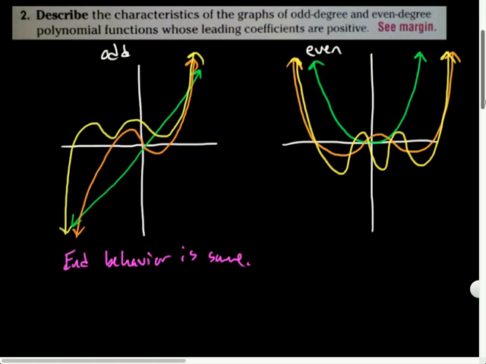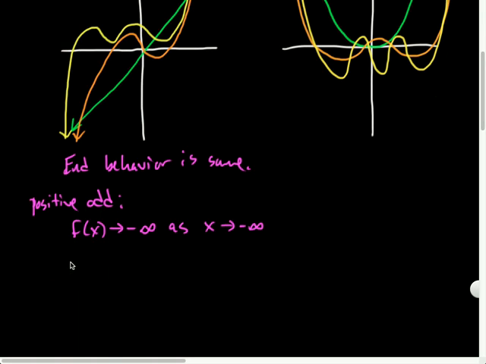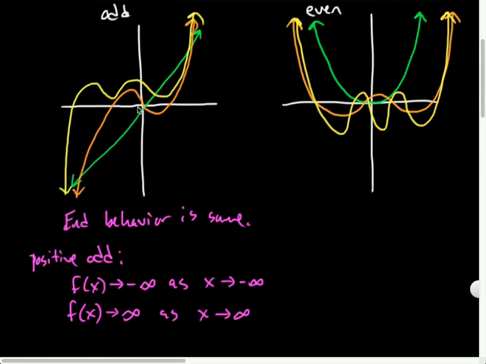So let's make a generalized statement here. A positive odd, positive leading coefficient, has the following end behavior: f of x approaches negative infinity as x approaches negative infinity, and f of x approaches positive infinity as x approaches positive infinity, so y is increasing every time x increases. So basically this is math speak for when you go to the left, it's going down, and when you go to the right, it's going up. That's kind of what that's saying.